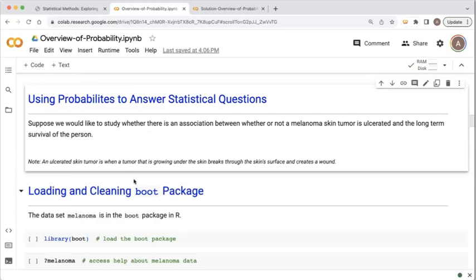All right, welcome everyone. Let's continue our work with probabilities and see how we can apply probability to answer some statistical questions. The motivating question for this video is whether there is an association between whether or not a melanoma skin tumor is ulcerated and the long-term survival of the person.